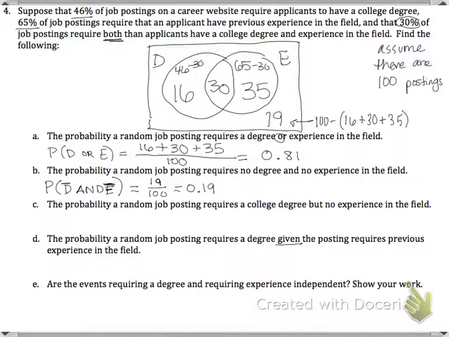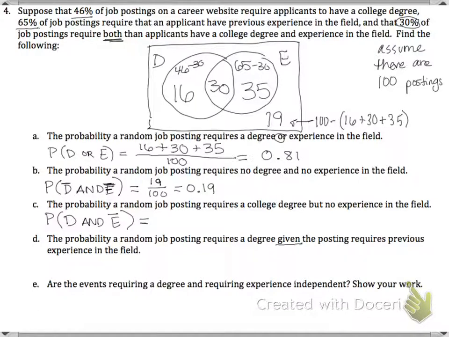This question is tricky. Find the probability that a random job posting requires a college degree but no experience. So this is worded strangely. They want a degree and no experience. So when I look up at my diagram, I did this in class and I can't do it on this video that I'm aware of. But I would actually cover up the entire experience circle.